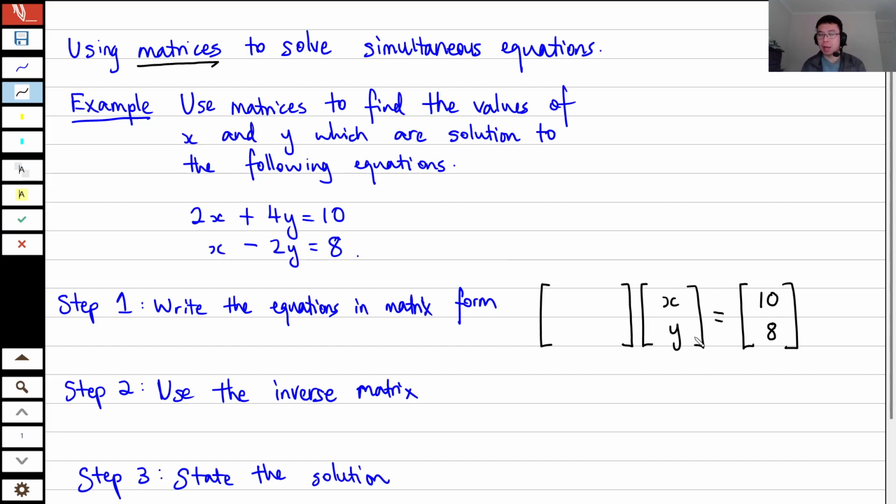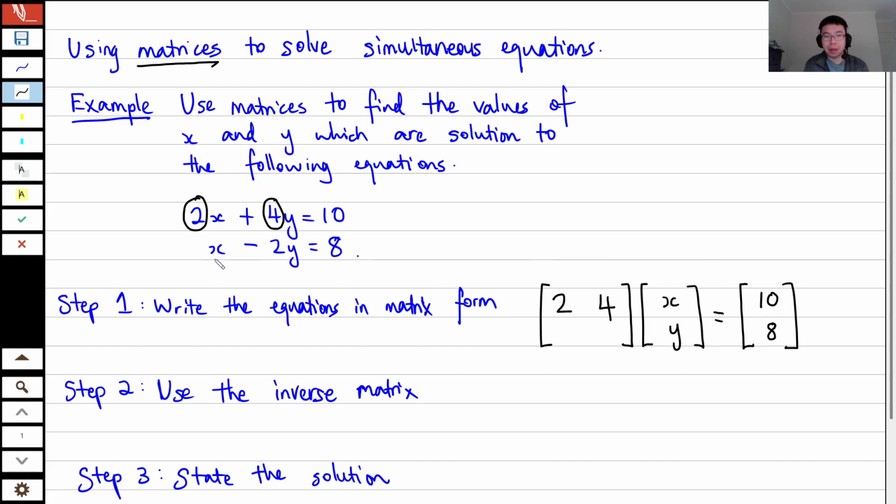The main work here for us is what to put inside this matrix on the left. Here we want to put in the coefficients of x and y in our equations. The coefficient is the number that is multiplying x and y. So for example, in the number 2x, the coefficient is 2. And in the number 4y, the coefficient is 4.